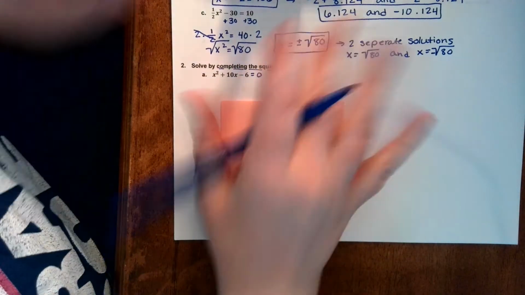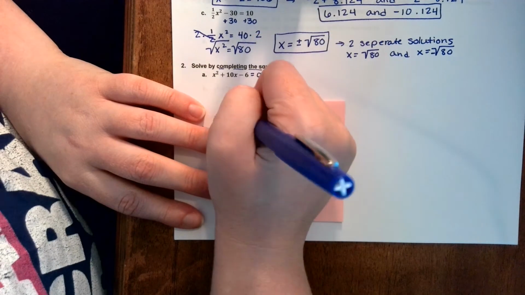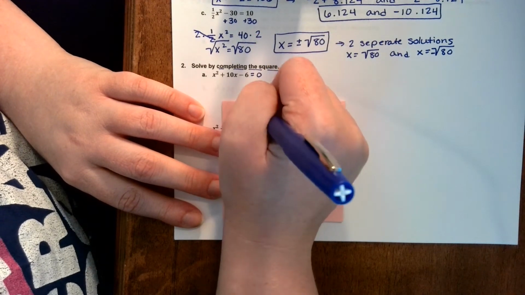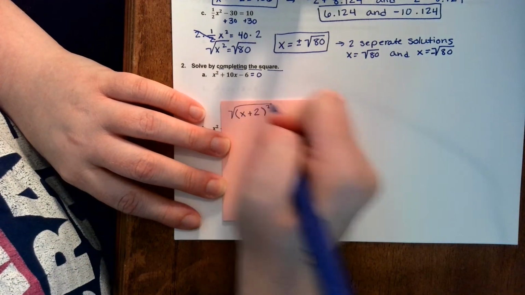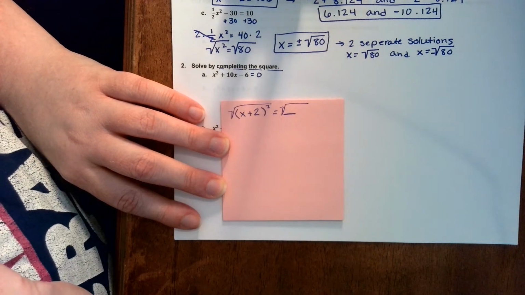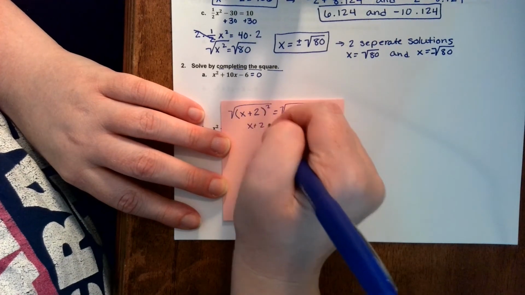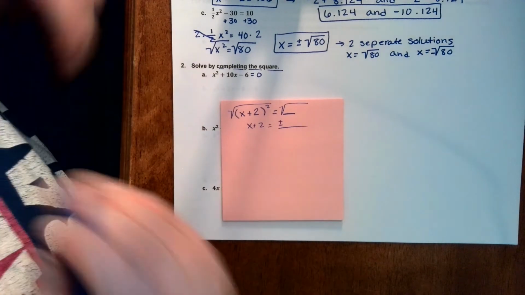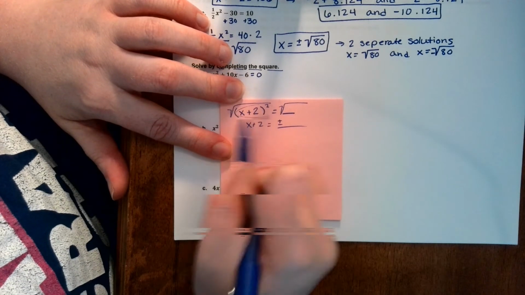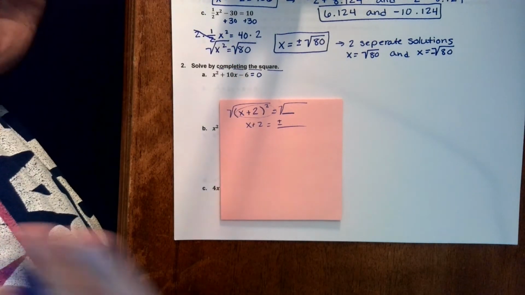So if you remember in the second square root, we had x plus 2 squared equals some number. And we were able to take the square root of that whole binomial. And then we were just left with x plus 2 equals something. Or plus or minus something. So this is what we're trying to get to. We're trying to get to a binomial squared.